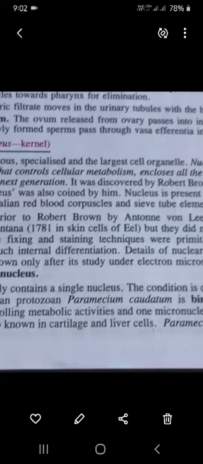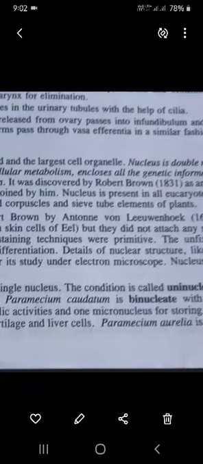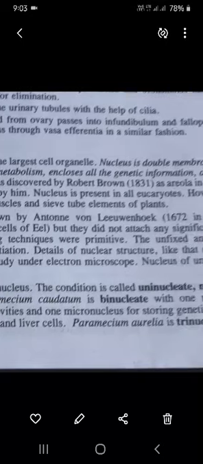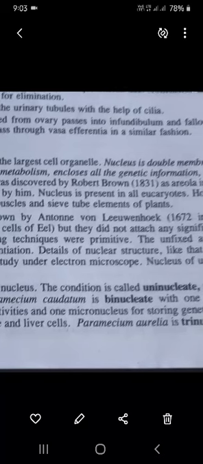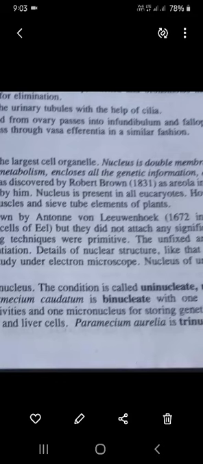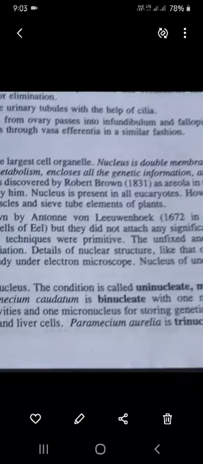generation. It was discovered by Robert Brown in 1831 as an areola in the orchid root cells. The term nucleus was also coined by him. Nucleus is present in all eukaryotes. However, it is lost secondarily in mammalian red blood corpuscles and sieve tube elements in plants. Right? So this was somewhat an introduction about nucleus.